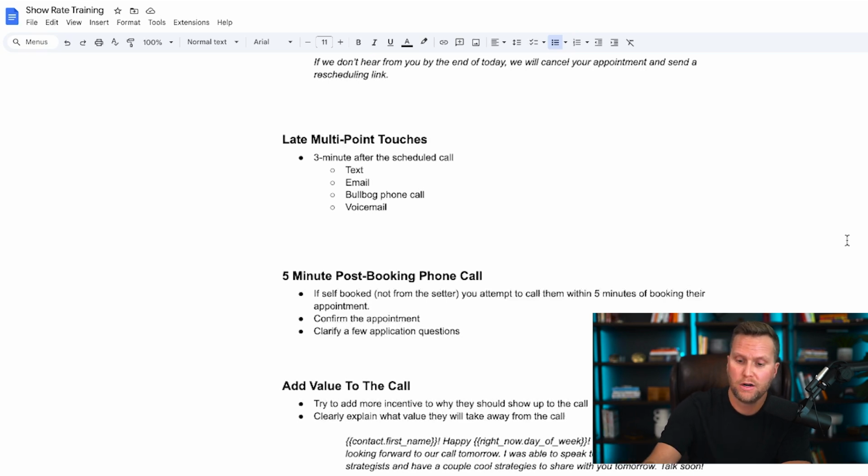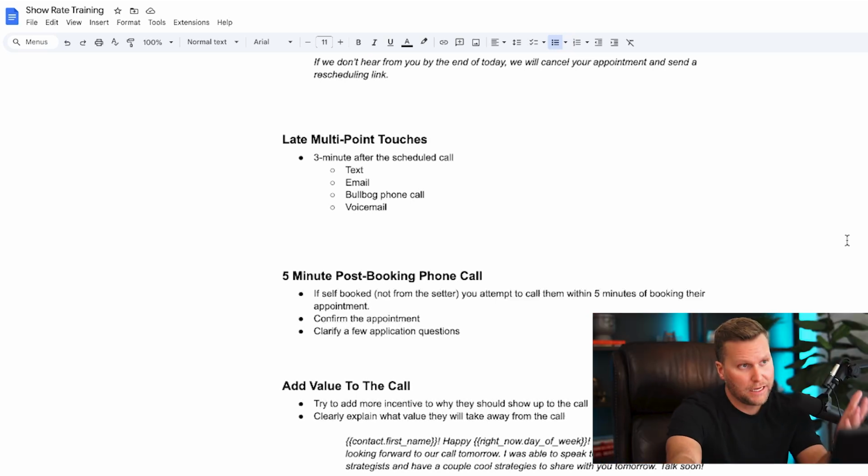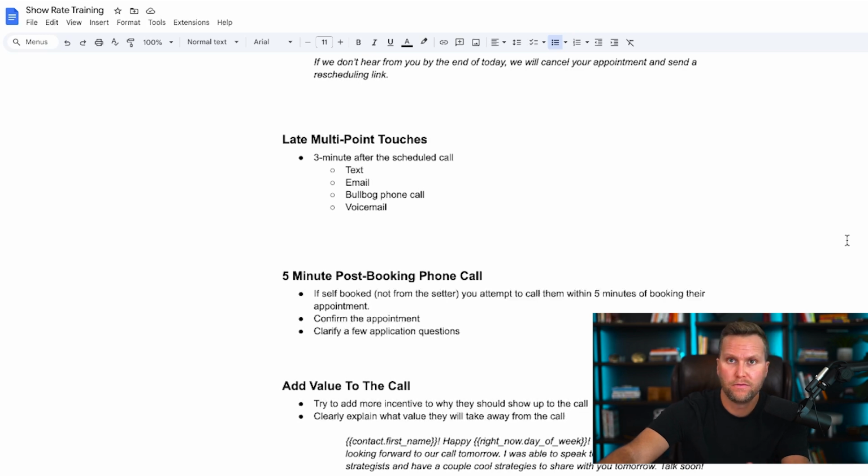There's a notification that whenever someone books an appointment, she gets alerted, and her job is to call them within 5 minutes. She is then confirming that appointment, and maybe even asking a few clarification application questions. She's then using that tie down question that we addressed a little earlier, and reminding them of why they're going to show up to the call, letting them know to watch the video, and letting them know that they're going to get a couple of reminder messages. Then she's going to end the call again with a tie down message that we talked about. So that's the 5-minute post-booking phone call strategy.